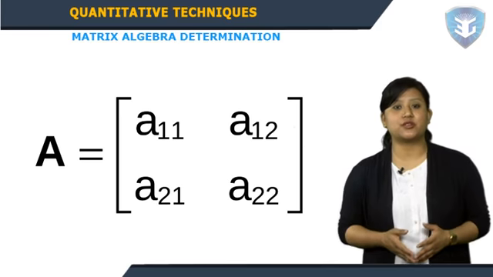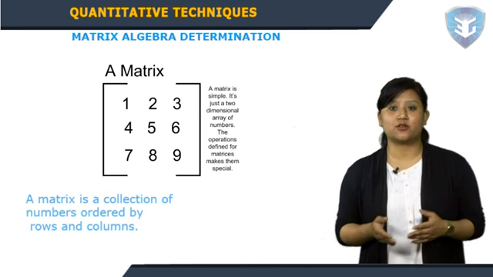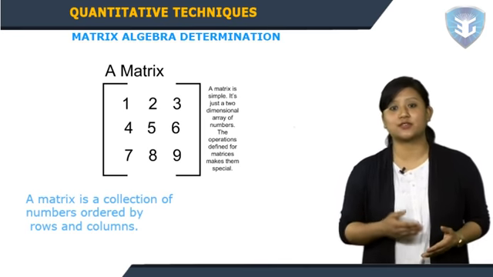Let's discuss matrix algebra and determinants. A matrix is a collection of numbers ordered by rows and columns. It is customary to enclose the elements of a matrix in parentheses, brackets or braces.